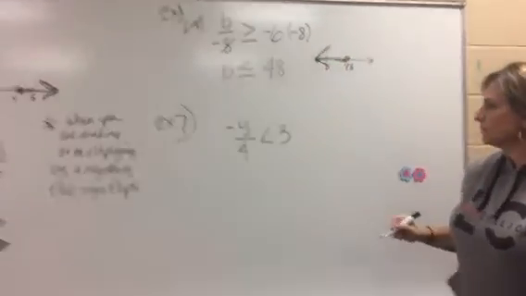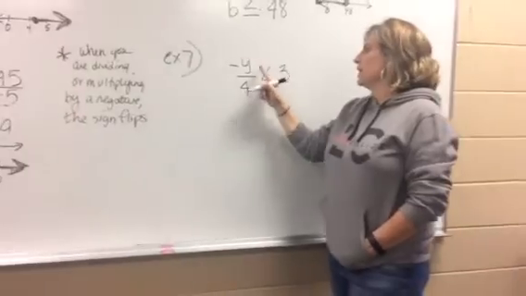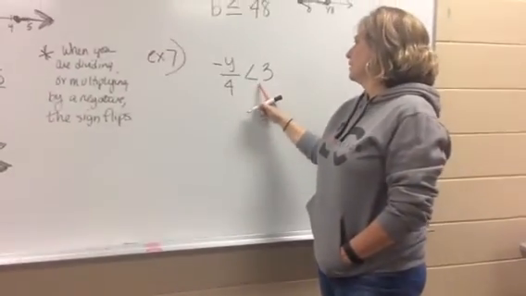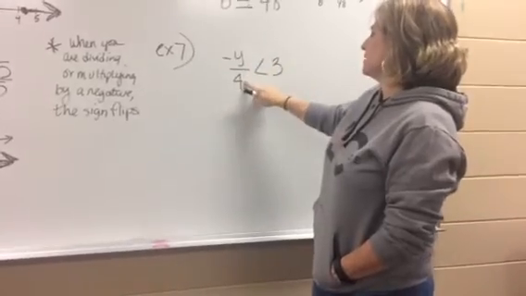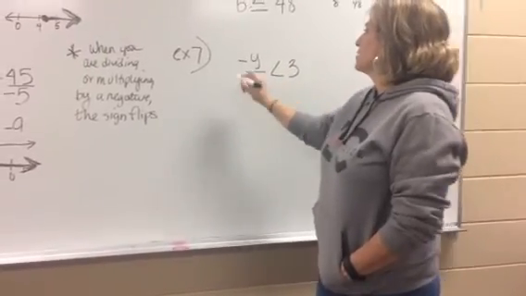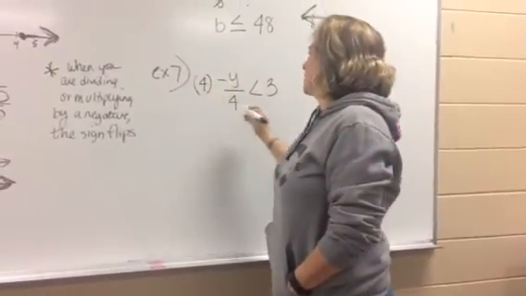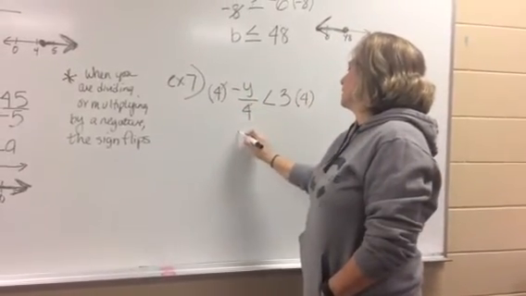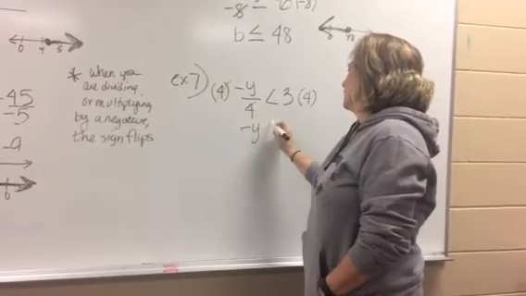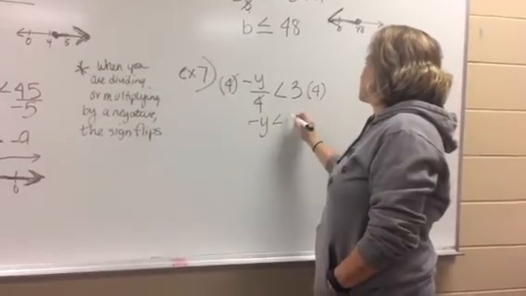My last example right here. Okay, we have negative y divided by 4 is less than 3. So how do I deal with this? This is being divided by a 4. So I'm going to multiply by a 4. That's the opposite. That will cancel into negative y. I keep my sign. 3 times 4 is 12.